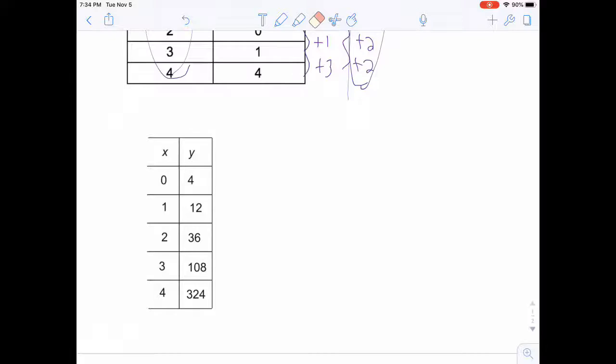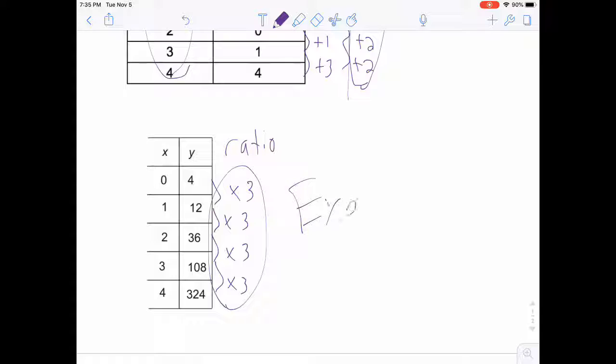Now I'm going to check to see if there's a ratio. Ratio means I'm looking to see if there's a number that multiplies by 4 to get 12. Okay, 4 times 3 is 12. If this is consistent with all of these, 12 times 3 is 36. 36 times 3 is 108. 108 times 3 is 324. So since this has a common ratio of multiplying by 3, it is exponential.